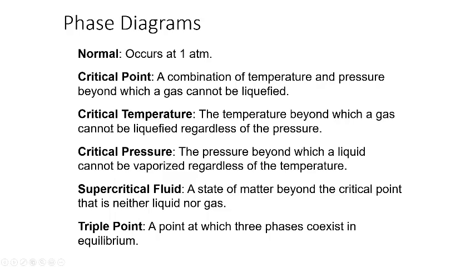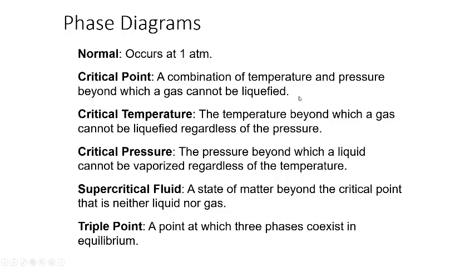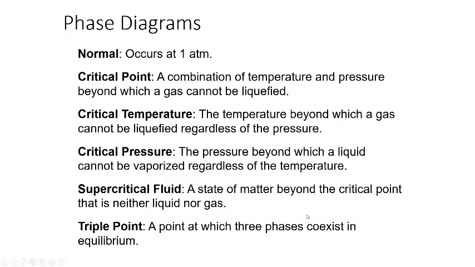Next are the critical temperature and the critical pressure. That's the temperature and pressure that correspond to that individual critical point. And lastly, the triple point is the point at which all three phases coexist in equilibrium. We can see that the triple point is where these three different lines meet each other. It's a specific temperature and pressure.